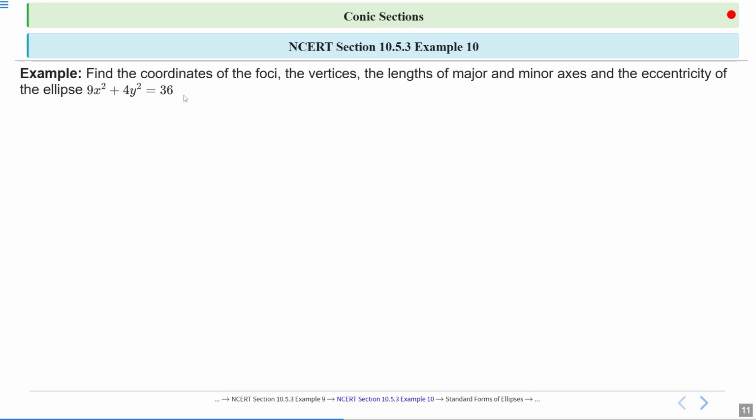We have to write this equation into the standard form of an ellipse, that is x square upon a square plus y square upon b square equal to 1. And then we have to find here the coordinates of the foci, the vertices, the length of major and minor axis, and eccentricity. Students, first of all, try it yourself. You have 1 minute to try to solve this example. Then we will solve this example.